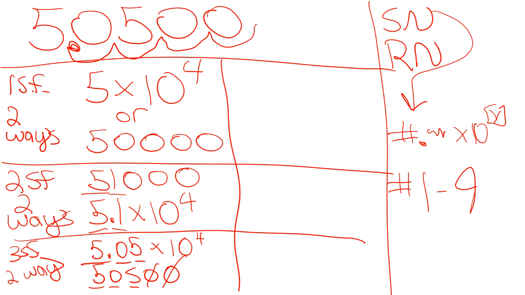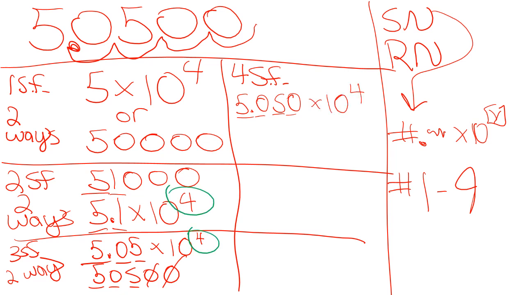So we'll do one more. I asked you to round it to 4 sig figs. For this number, I could only ask you to do it one way. I don't see another way to do it. So we would have to write 5.050 times 10 to the 4th. So if you get asked this, notice how that exponent is always going to be the same.